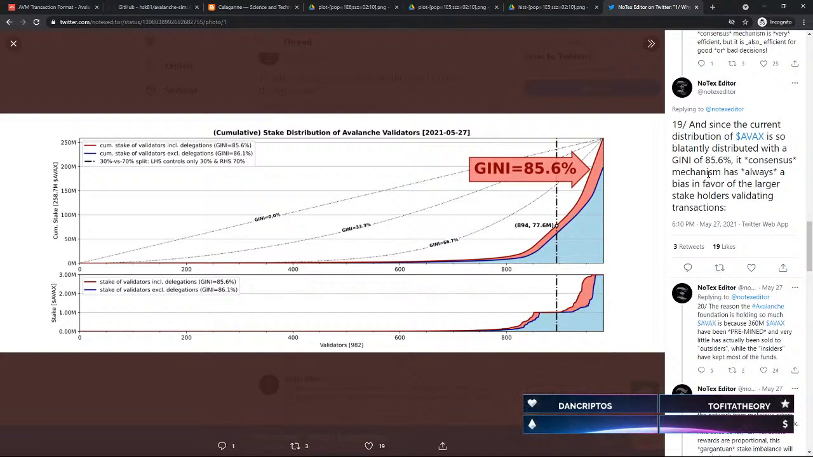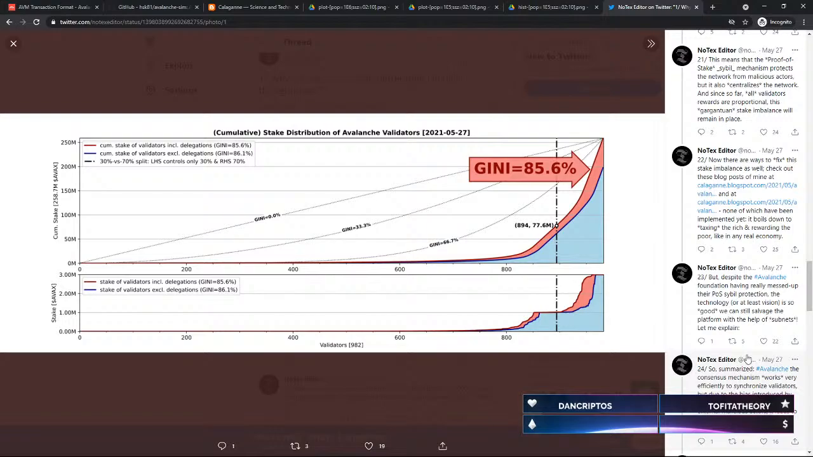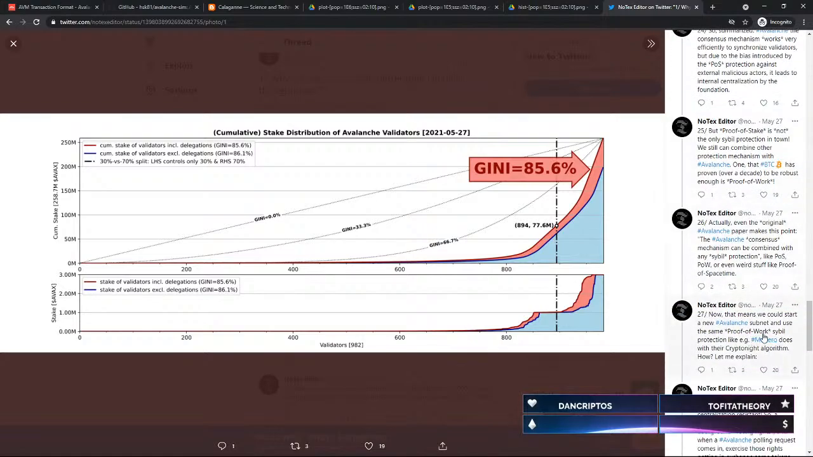I am sitting thousands of kilometers away from the Avalanche team. Yeah, I have no idea. I don't talk to them. Maybe some big guy just said, "Oh, look, Avalanche is cool. I want to buy." But I do want to point out that this impacts this whole Gini score as well, right?